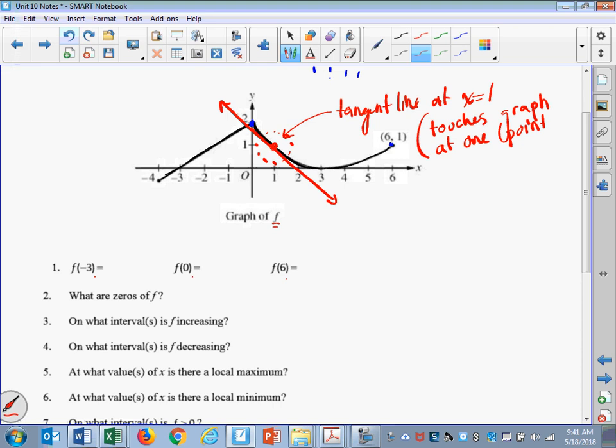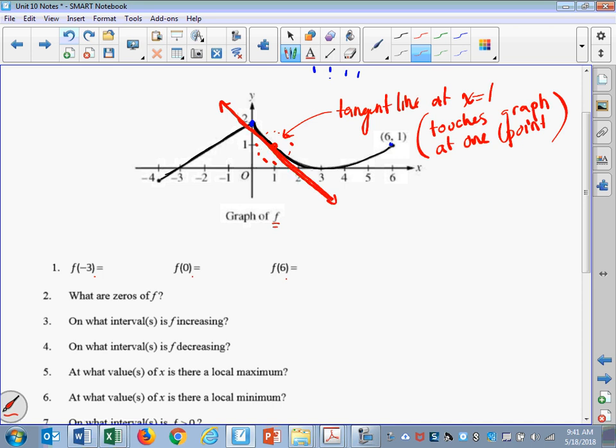Okay. So what does it appear that the slope is? Is this a positive slope or a negative slope? Well, it's going down and to the right, so that would be a negative slope. So negative. At what values of x would f have a horizontal tangent line?